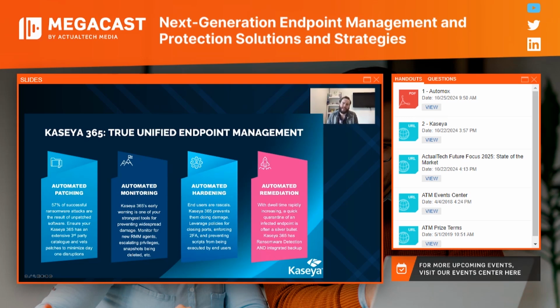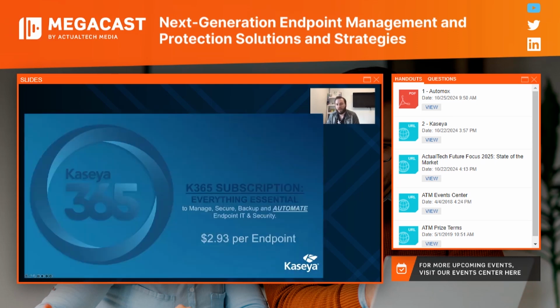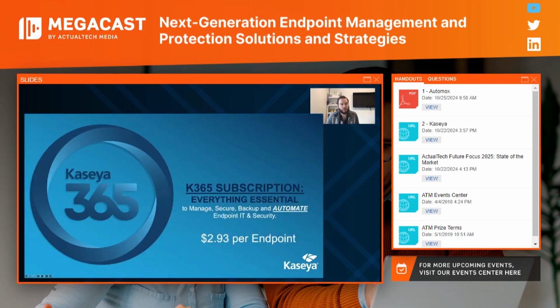Kaseya 365 is available for just $2.93 per endpoint per month. Now, this is the Express version, so it doesn't include the MDR. The Pro version, which does include the MDR, is just another $3 per endpoint per month. So $6 per endpoint per month for unified endpoint management, application patching, OS patching, EDR, AV, an MDR, and backup, all on a single platform.